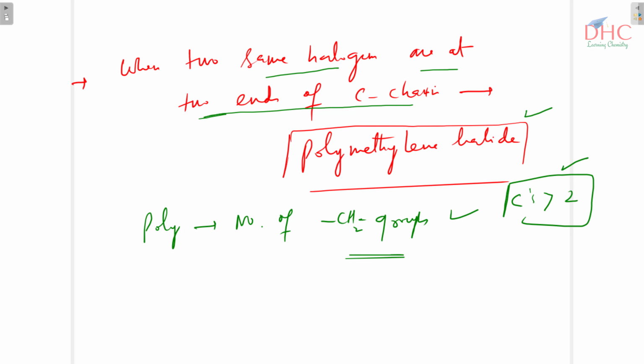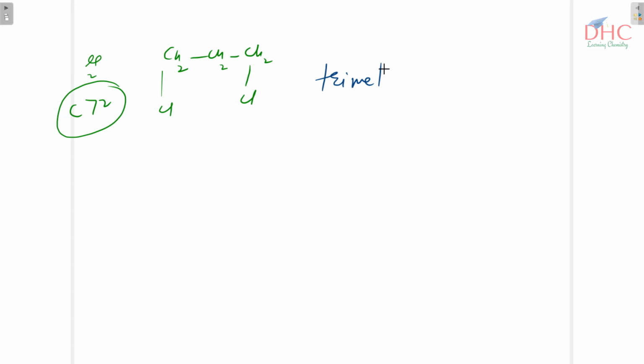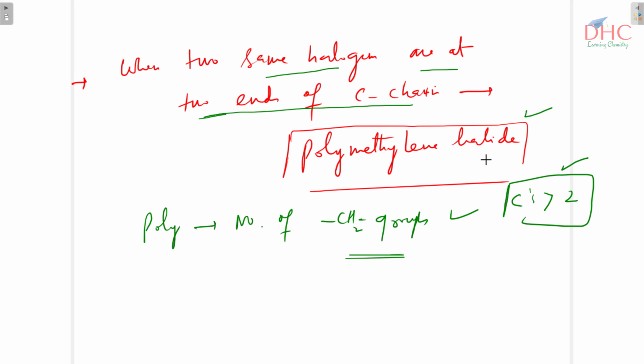For example, हमारे पास एक example है CH2 single bond CH2 single bond CH2, with Cl and Cl at the ends. So we have carbons greater than 2, so we have the name polymethylene halide. So कैसे नाम देंगे आप? How many methylene groups are there? 1, 2 and 3. So CH2 group यहाँ पे 3 है. So the name is trimethylene chloride, because I told you the name is polymethylene halide. So halide के बदले chloride आ गया. Methylene is there, लेकिन methylene groups कितने हैं? Poly means number of CH2 groups. वहाँ पे 3 थे, तो trimethylene chloride name is there.